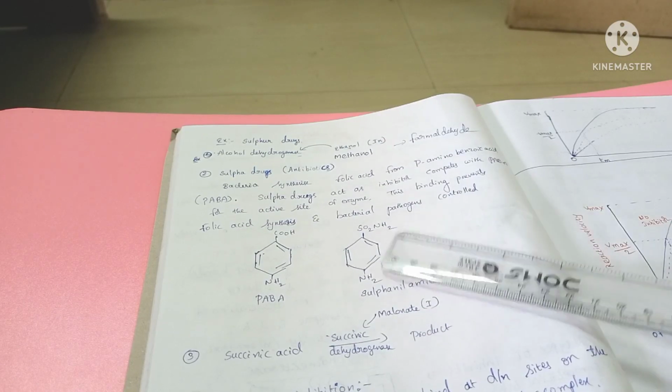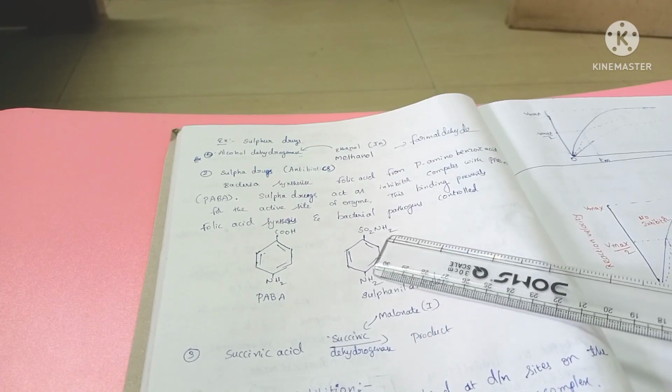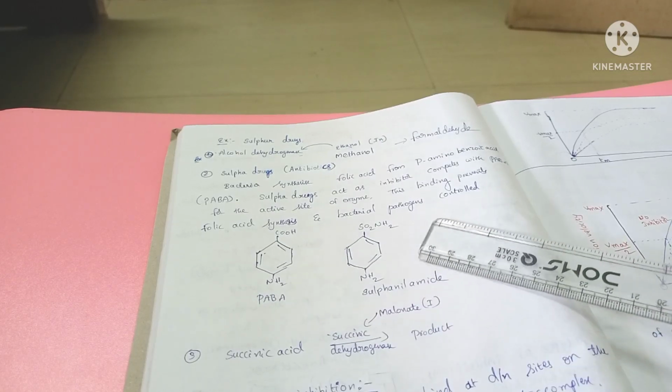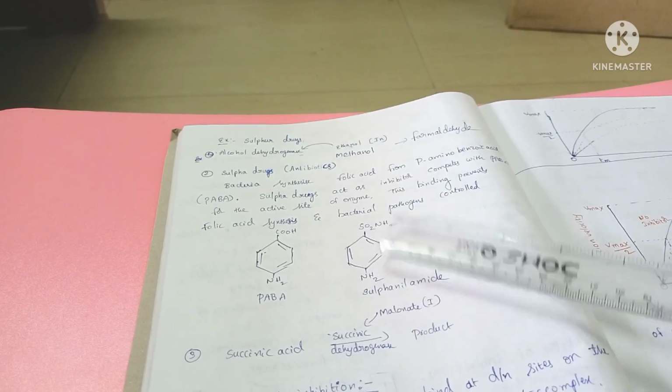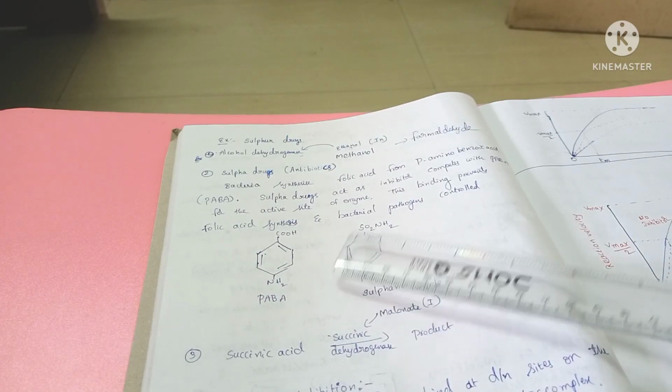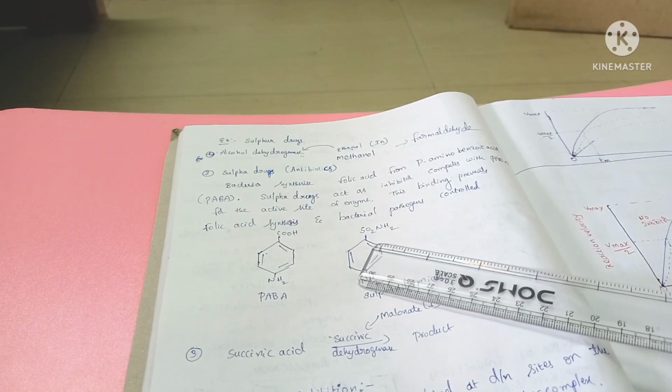Here, these sulfur drugs mimic the para-aminobenzoic acid. See the structures of para-aminobenzoic acid and the sulfanilamide, both are similar. Here this sulfur drug will mimic the para-aminobenzoic acid and act as a competitive inhibitor.